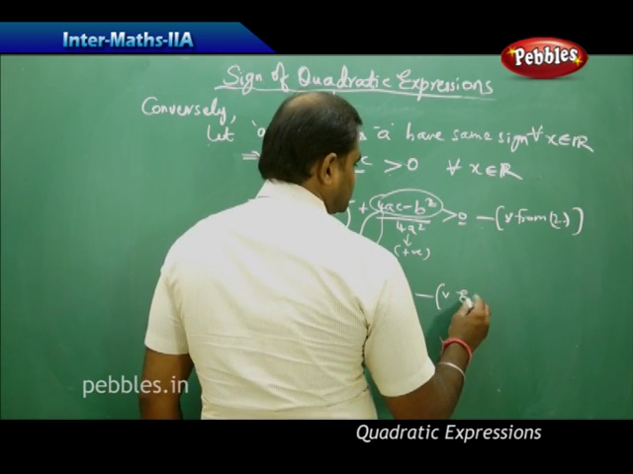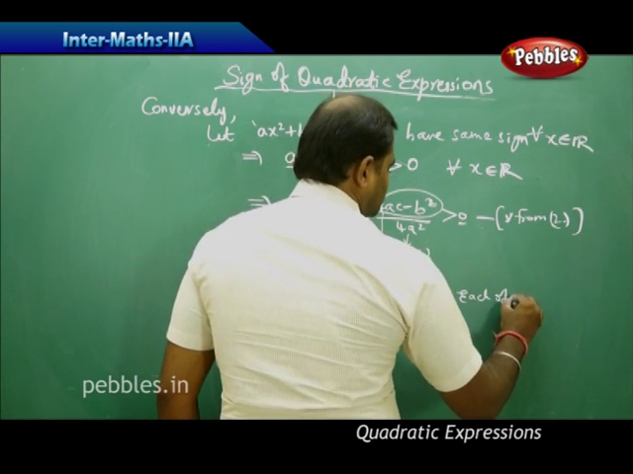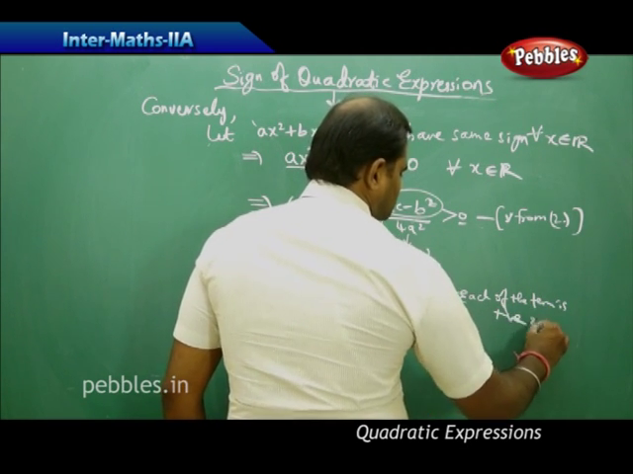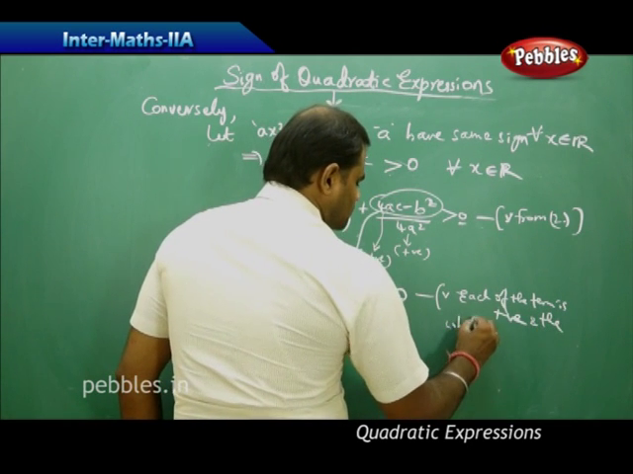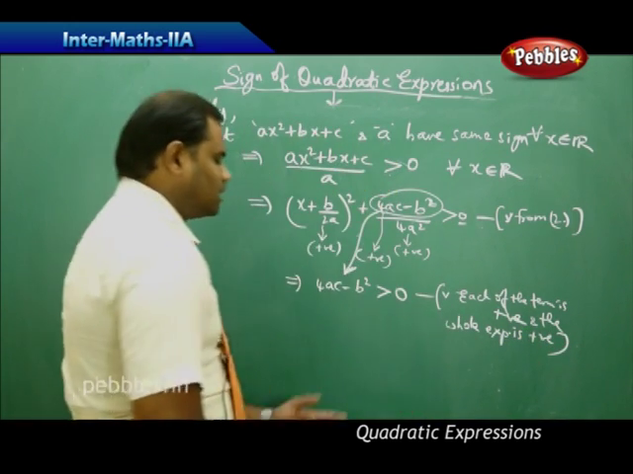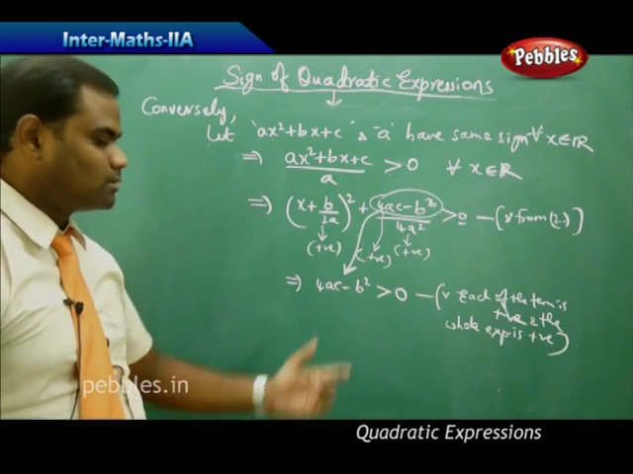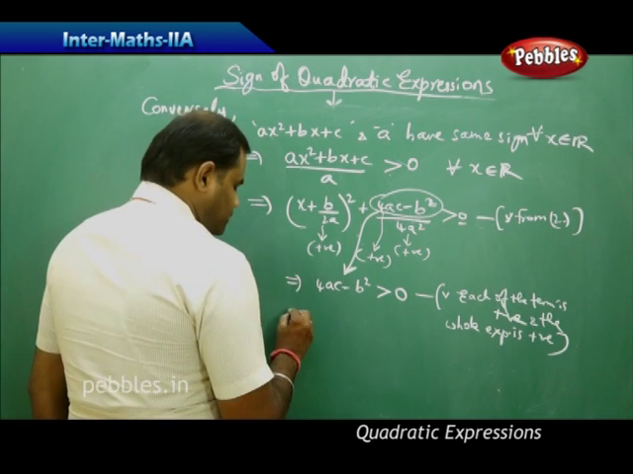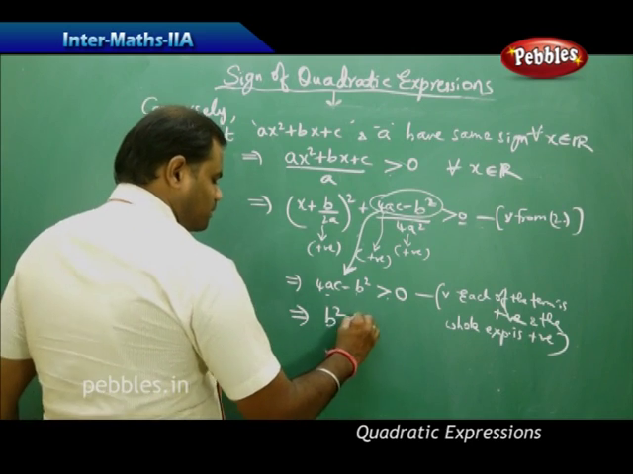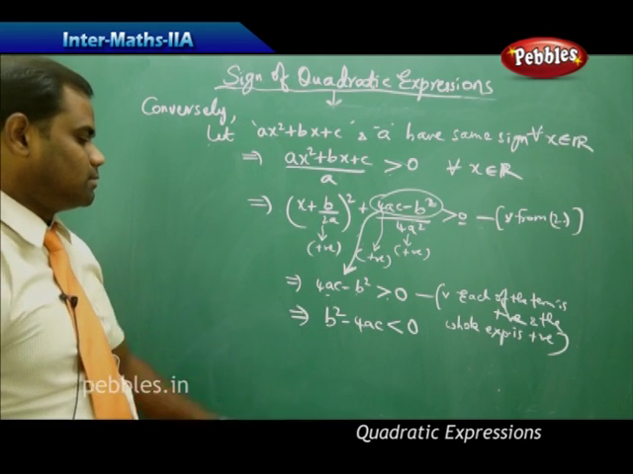Since each of the terms is positive and the whole expression is positive, therefore one term which is particularly here also must be positive is what we get here, which gives me the conclusion that if 4ac minus b squared is greater than 0, then b squared minus 4ac is less than 0 when I interchange this with this.